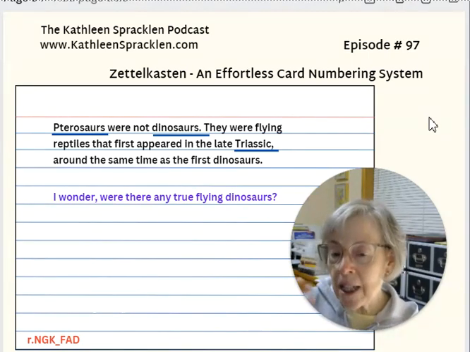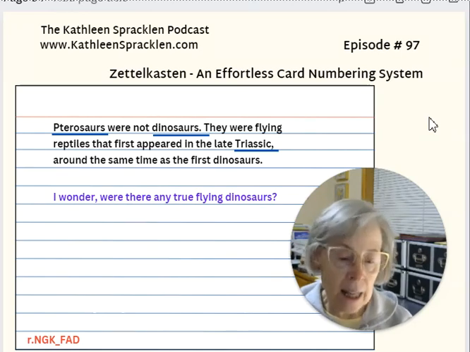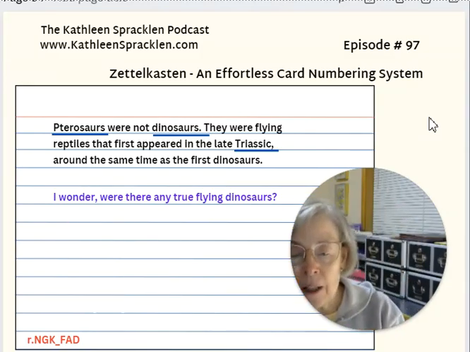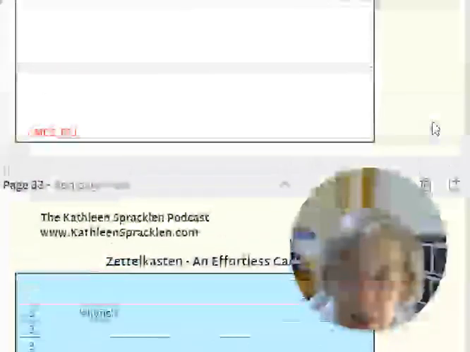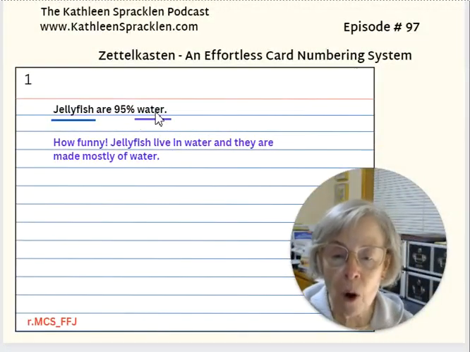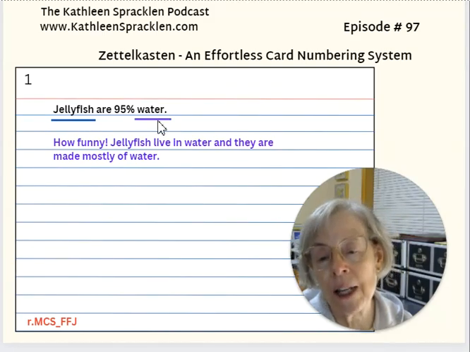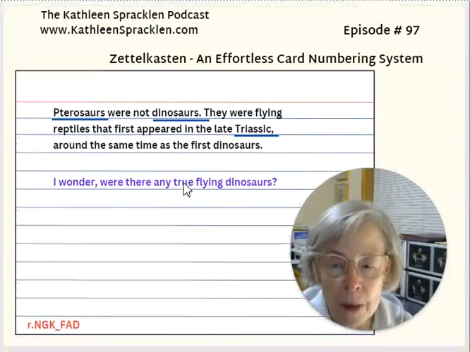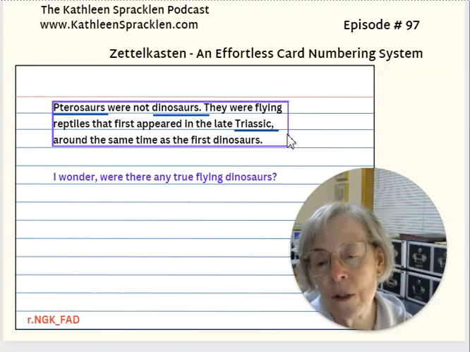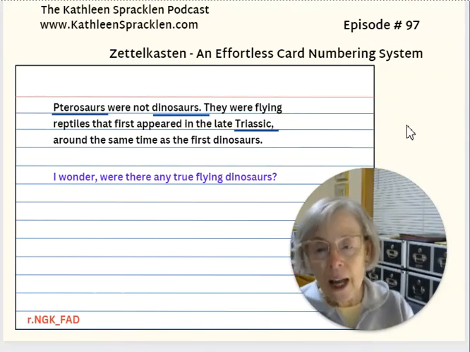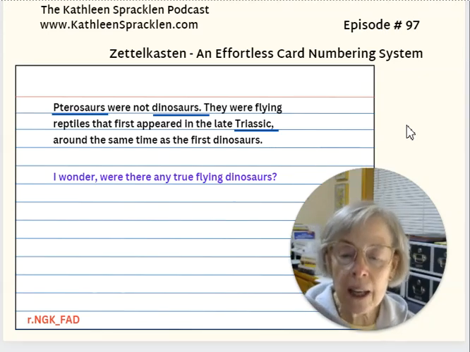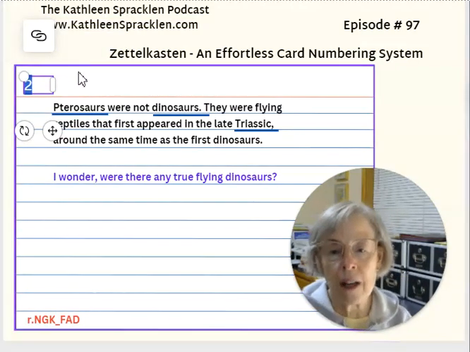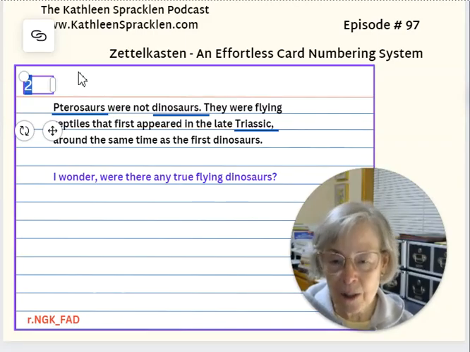It's the effortless card numbering system, so it's very, very simple. Is it on the same subject as our first card, or is it on a different subject? Let's take a quick look. The first subject, we said, jellyfish are 95% water. We picked out 2 keywords for our index, jellyfish and water. Down here in our new card, we picked out pterosaurs, dinosaurs, and Triassic. None of those are the same. Okay, different. Since it's a different topic, it gets a different number. So it will get card number 2 because it's on a different subject.